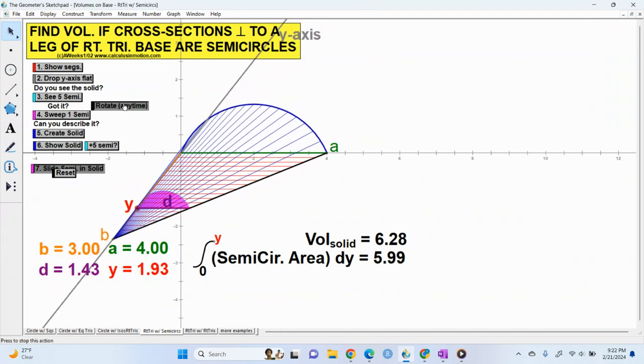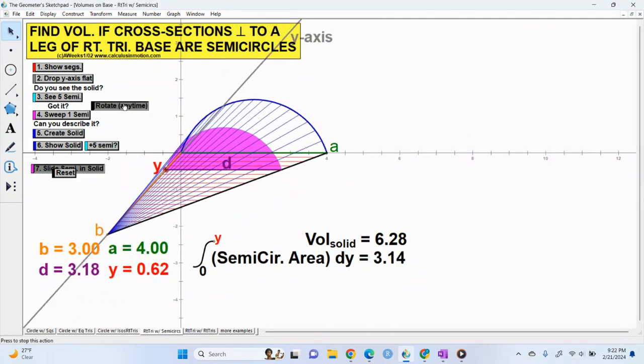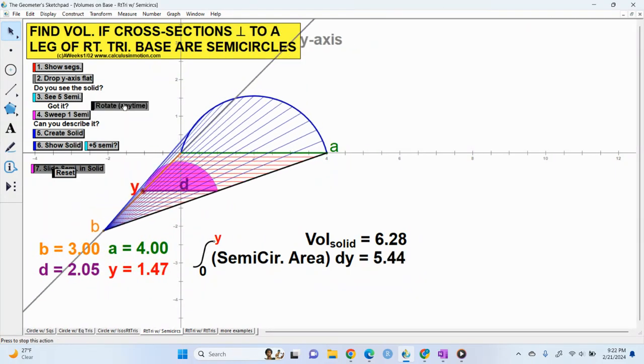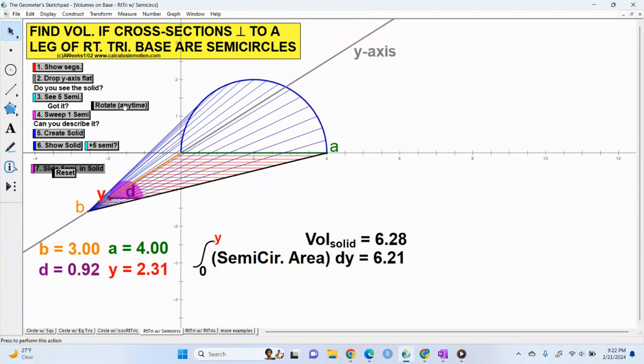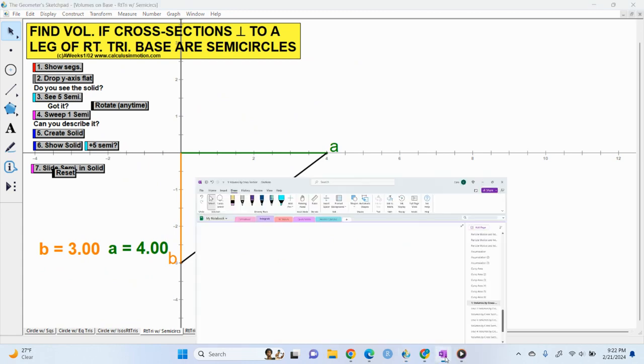So remember, this thing is actually perpendicular to the x-axis when you chop this up. No, it's perpendicular to the y-axis when you chop it up, but we have it flat so you can actually see it a little bit better. All right, so that's what's happening here. Let's go back to this problem.